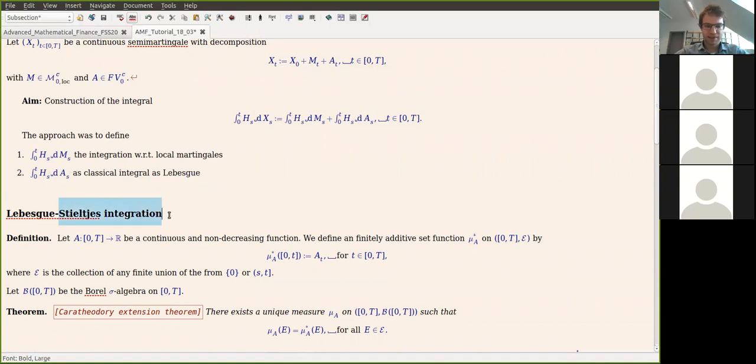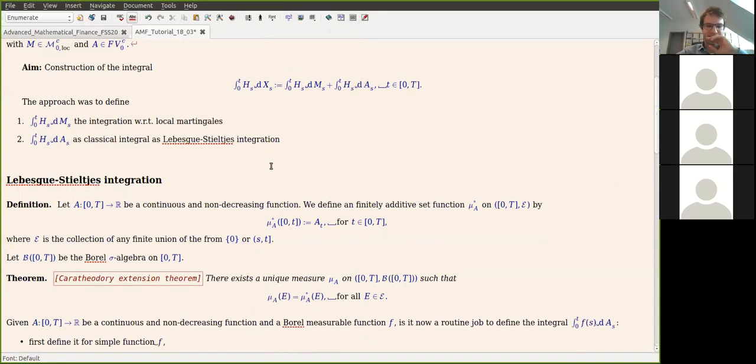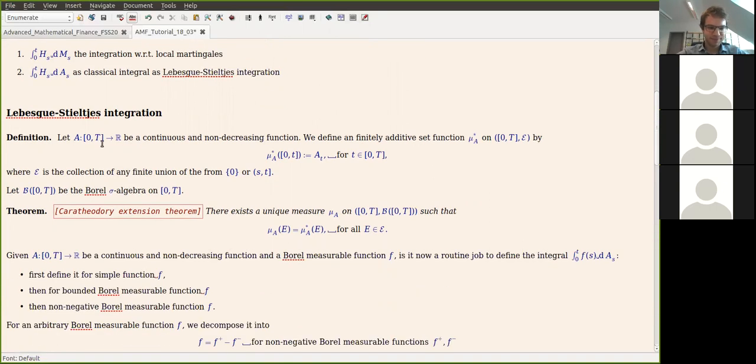I can copy paste, that's faster. So that's what we wanted to define. And I assume you have all seen Lebesgue integration, right? Any feedback from your side? Yes. That's good. But anyway, let me recall it and then come back to the Lebesgue-Stieltjes integration.